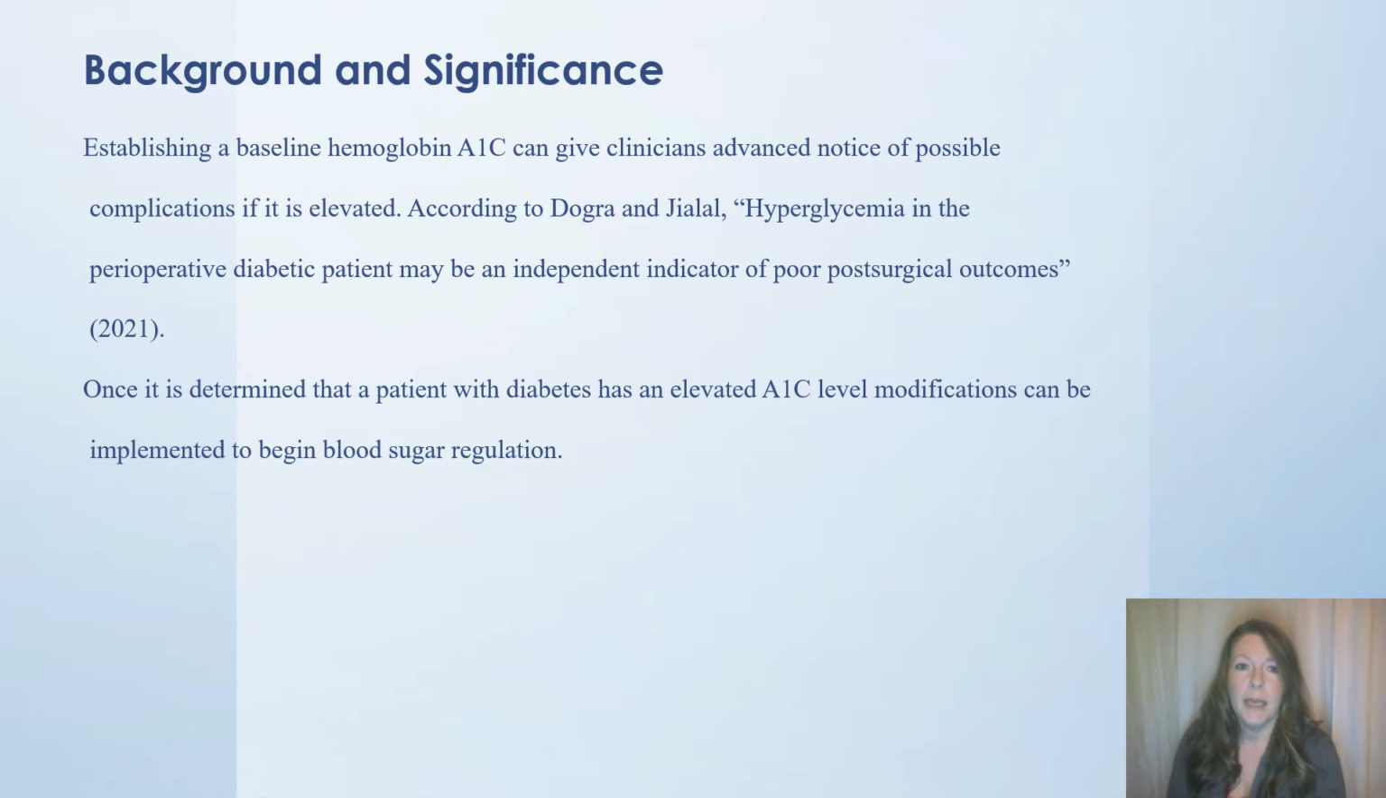Establishing a baseline hemoglobin A1C can give clinicians advance notice of possible complications if it is elevated. According to Dogra and Jalal, hyperglycemia in the perioperative diabetic patient may be an independent indicator of poor post-surgical outcomes. Once it is determined that a patient with diabetes has an elevated A1C level, modifications can be implemented to begin blood sugar regulation.